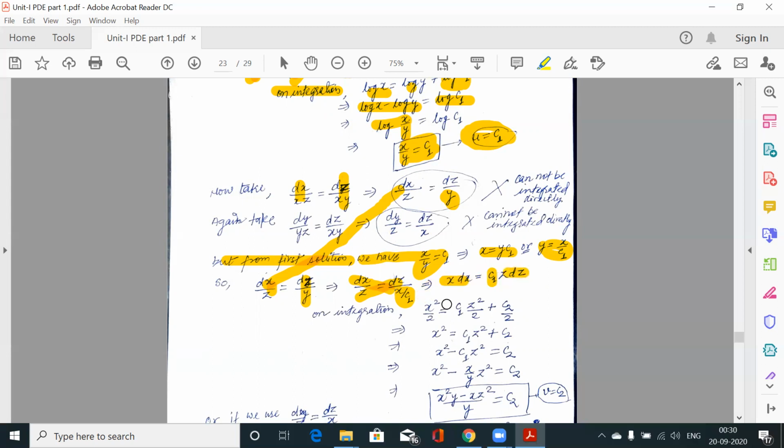So on integration, x dx, what is the integration with respect to x? x square by 2. Same with z dz, that means the integration is z square by 2 plus one integrating constant. One integrating constant may be c2. I have written this c2 as c2 by 2 because here we have divided by 2, so we can cancel out 2. Otherwise there is no problem in writing c2 only.